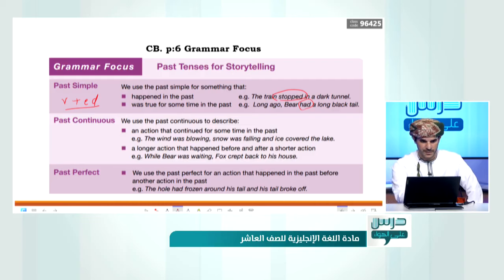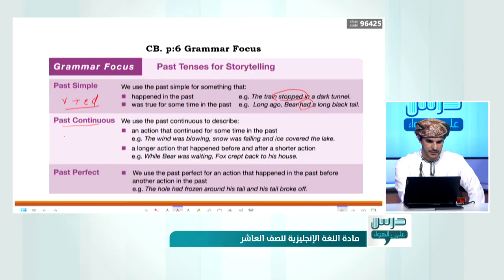Okay, when do we use the past simple? We use it for something that happened in the past and for something that was true for some time in the past. Past continuous, we'll study more about them later, inshallah.